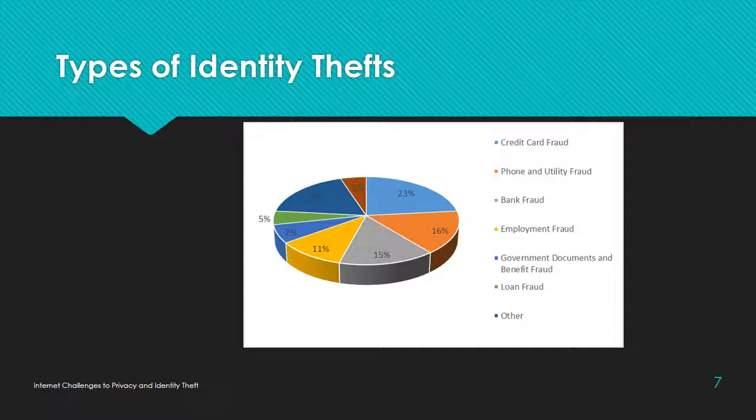As we learned in the previous slide, phishing is a type of online identity theft. Here is a chart that we made about different types of identity thefts. As you can see, credit card fraud is the highest one at 23%.